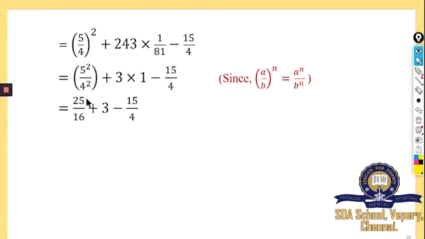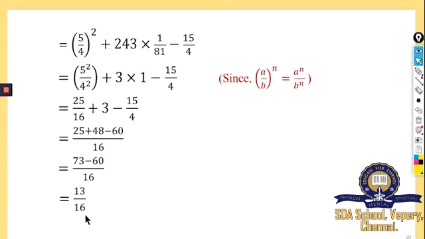So now what you are going to do here is take LCM. So if you take LCM, you will get 25 plus 48 minus 60 by 16. Right, now if you add these two terms, you will get 73 minus 60. So now 73 minus 60 is 13. So 13 by 16 is the answer. Shall we move on to the next sum?